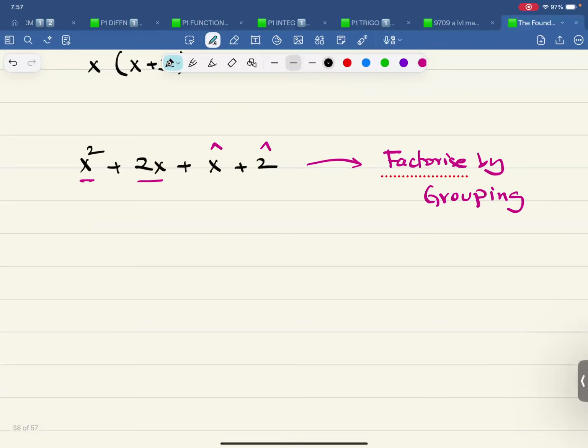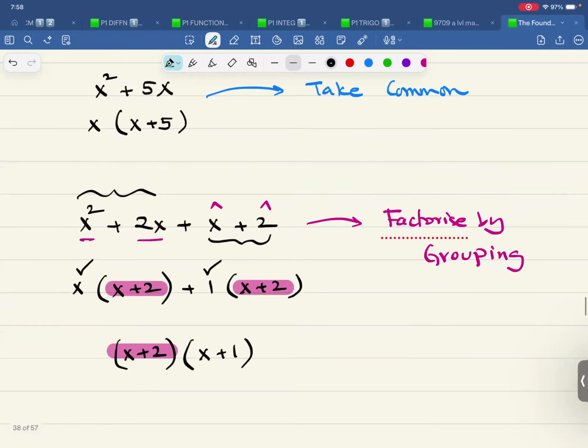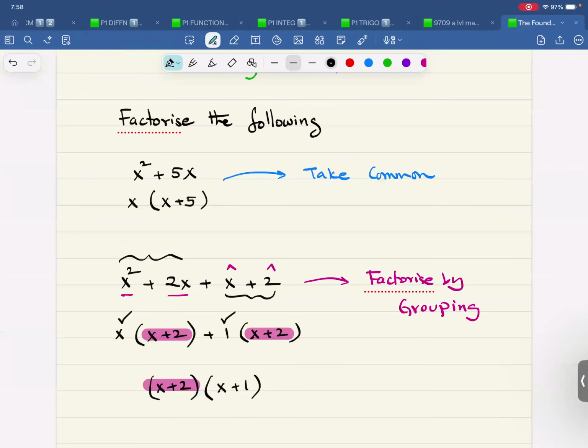So what I can do is write, out of the first two, x plus 2. Out of these two, I can write one common, x plus 2. Got the idea? Now this x plus 2, x plus 2, can be taken common out. I can write it at the beginning. So this is x plus 2. And what is left? I'm left with x, I'm left with 1. This is x plus 1. That is factorization by grouping. Have a good look at this.